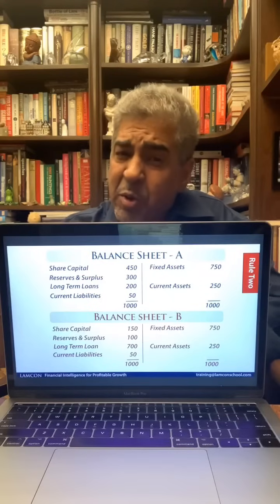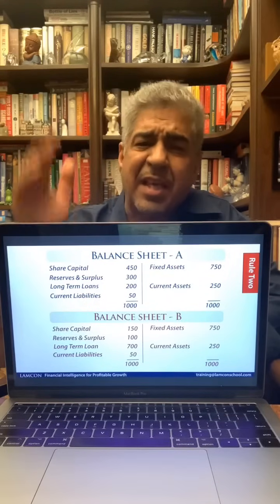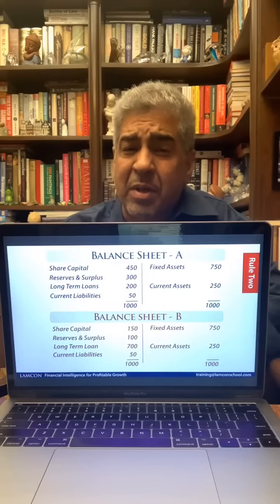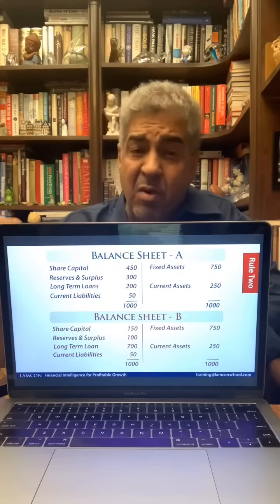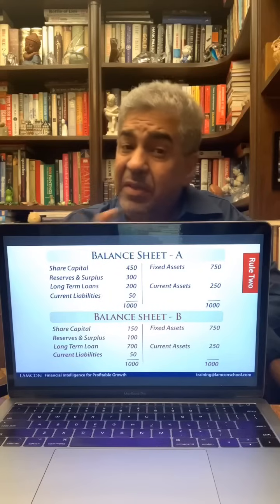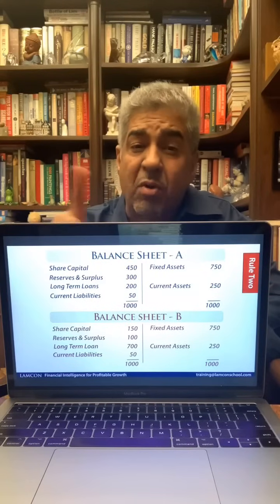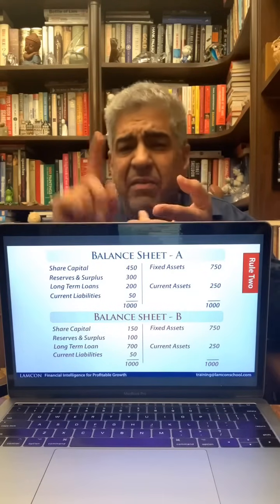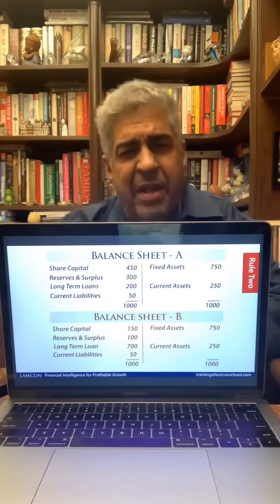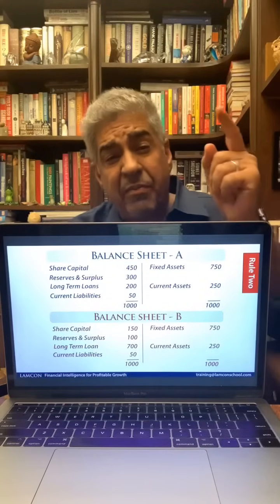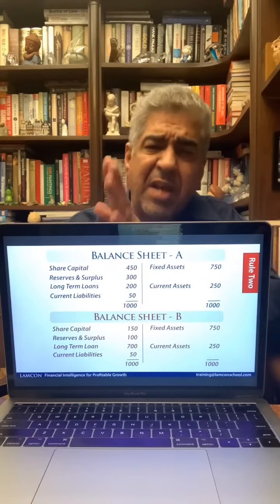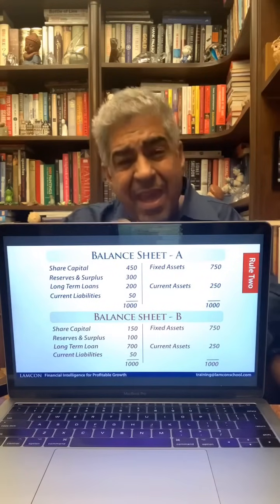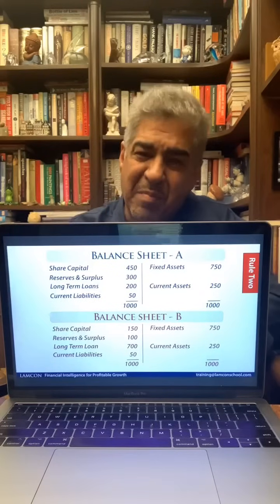You give a loan to A, and let's say the worst thing happens, this company closes down. Liability towards outsiders is 250, but the value of assets is 1,000. If the 1,000 worth of assets can be sold for 600, 500, even for 300, every lender gets the money back. Therefore, the comfort that a banker derives will be substantially greater from A as compared to B.